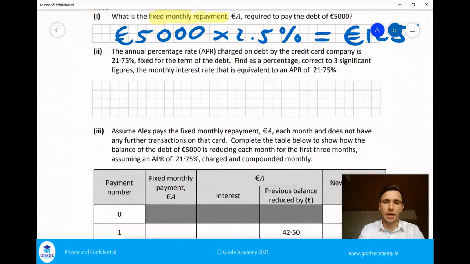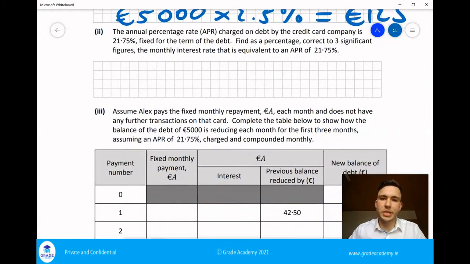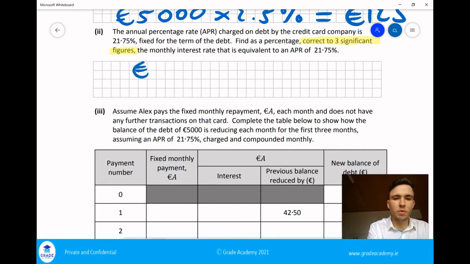So part II, the annual percentage rate charged on the debt by the credit card company is 21.75%, fixed for the term of the debt. Find, as a percentage, correct to three significant figures, very important we remember that, the monthly interest rate that is equivalent to an APR of 21.75%. So just like in the last video, we invest €1 for 1 year.